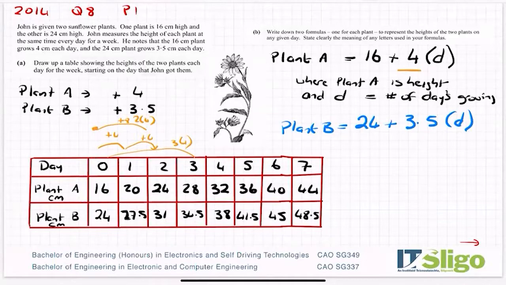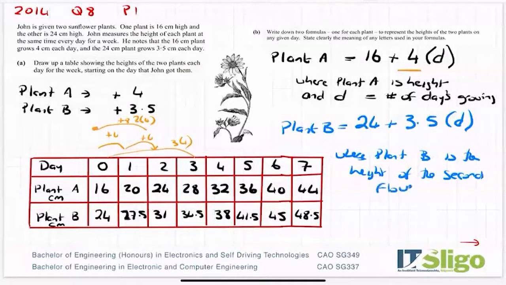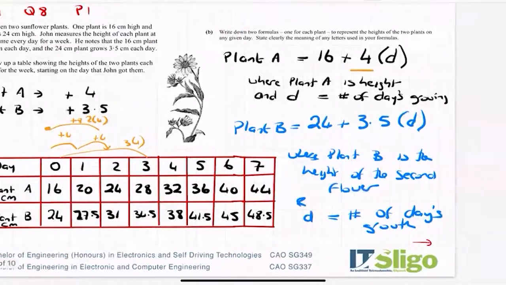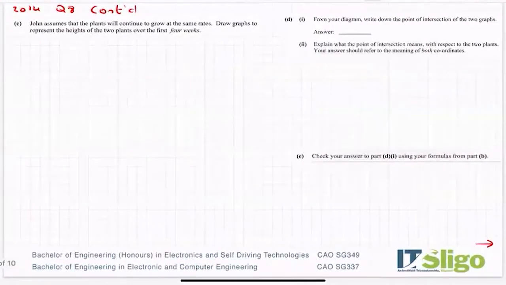Okay, where plant B is the height of the second flower, and D is equal to number of days growth. Or again, whatever way you want to phrase it. So this is a piece that an awful lot of people struggle with. Okay, the next part then asks you to draw the graph.